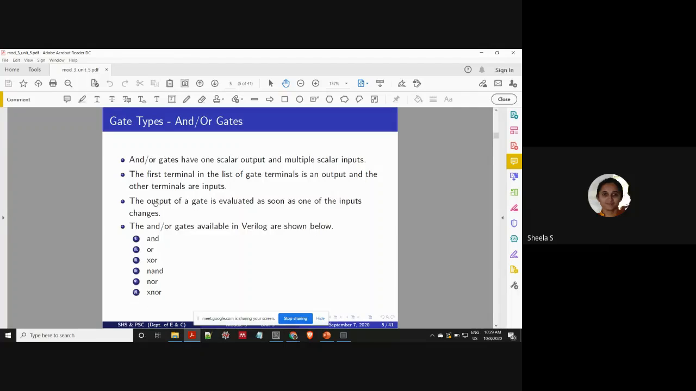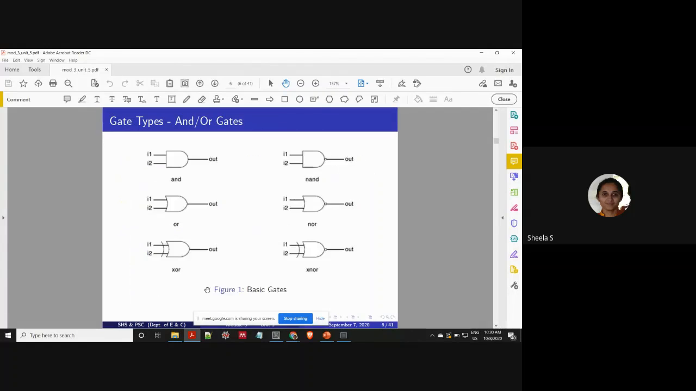Okay, and the output of a gate is evaluated as soon as one of the inputs changes. As I told, if I consider an AND gate, there will be at least two inputs, isn't it? Among those two, if either one or both inputs change, immediately it will execute. So that is what we are going to consider in AND, OR gates. And these are the corresponding symbols we are going to consider.